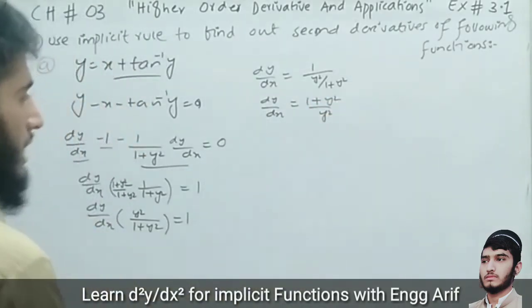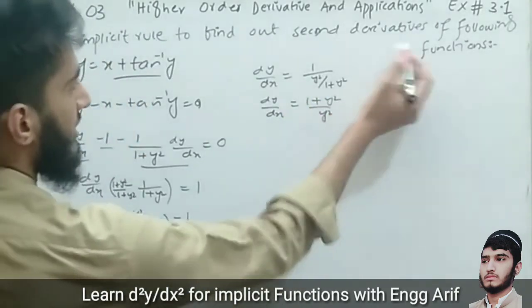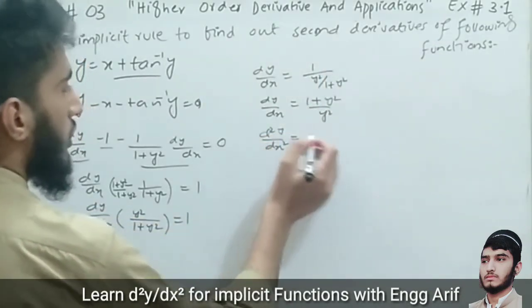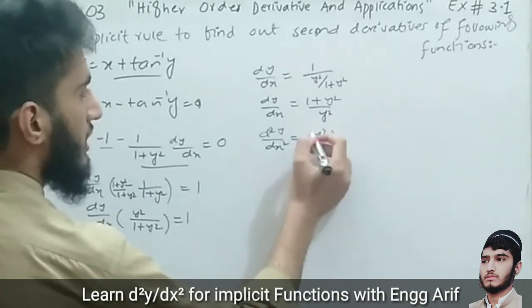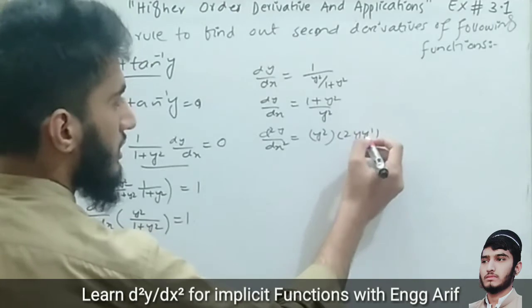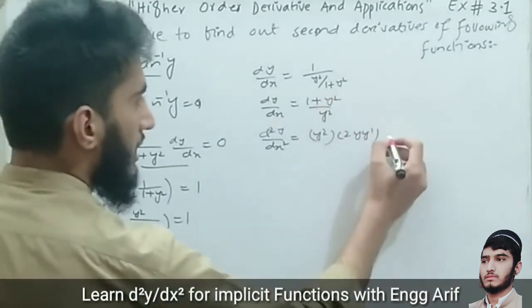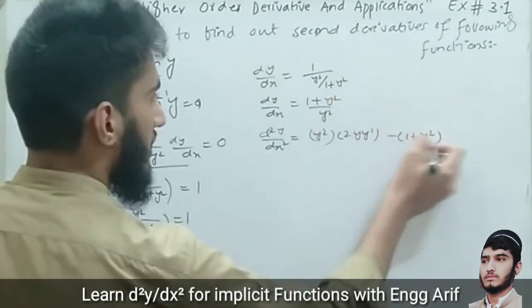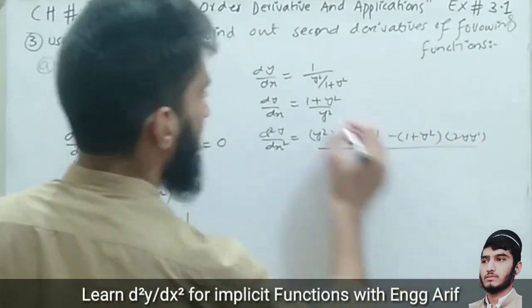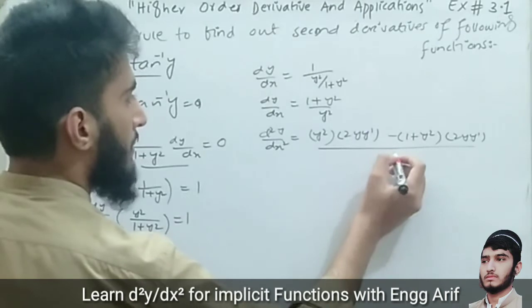Now after this, again differentiate this function because we need the second derivative. So d square y by dx square, using the quotient rule: first function and derivative of this function is 2y, and derivative of the inner function will be y dash. Y dash is actually dy by dx. Minus the first function 1 plus y square, and derivative of this function will be 2y and y dash. Divided by second function whole square, so it becomes y power 4.